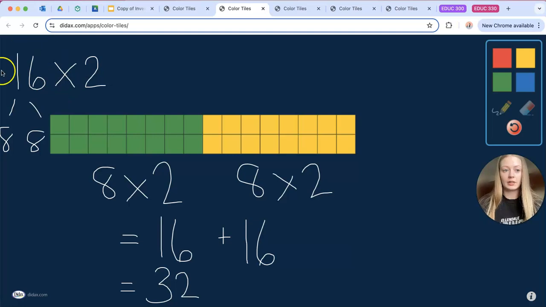So by breaking 16 in half, you can double it. So instead of having just one 16 by 2, you can have two 8 times 2s to get to the same solution, which is 32.